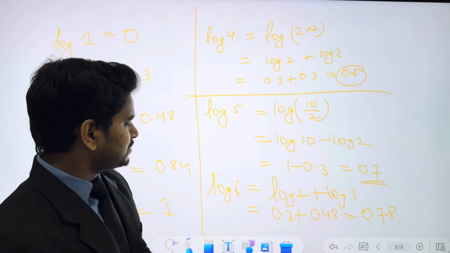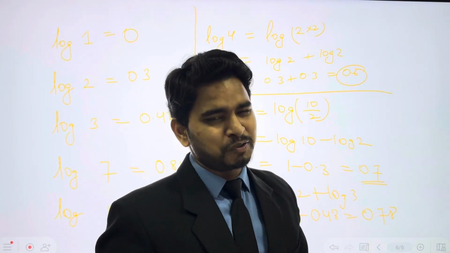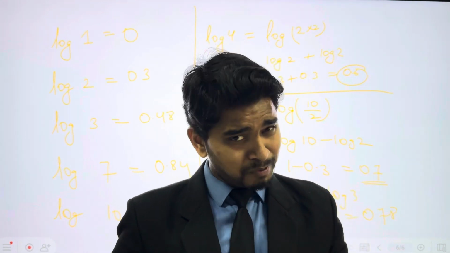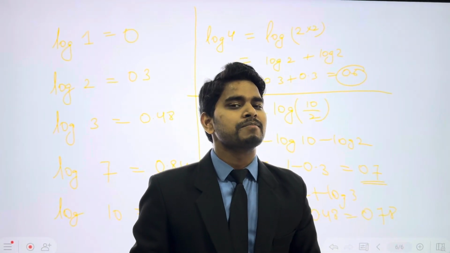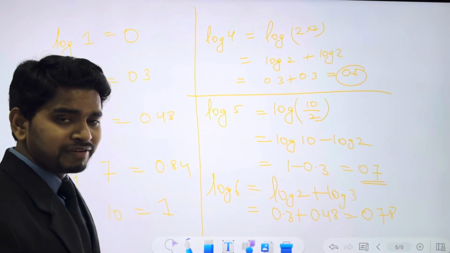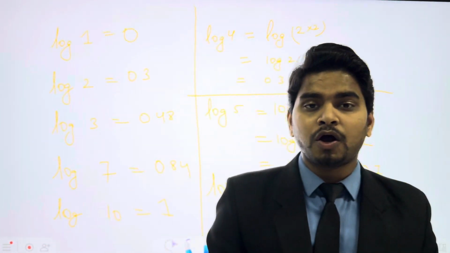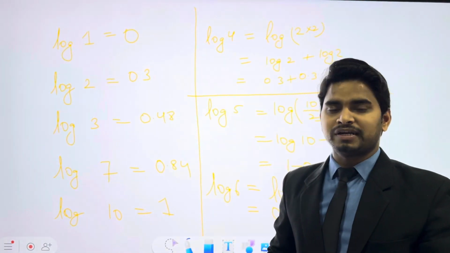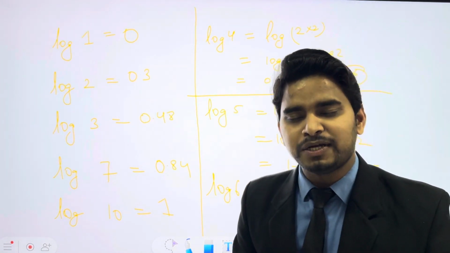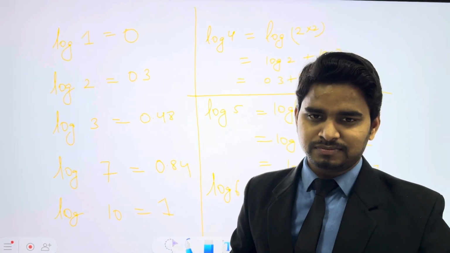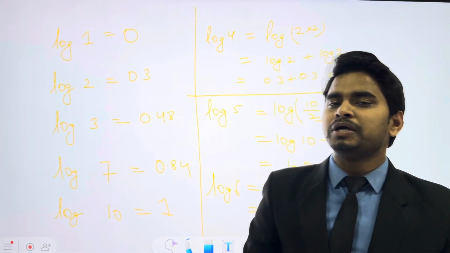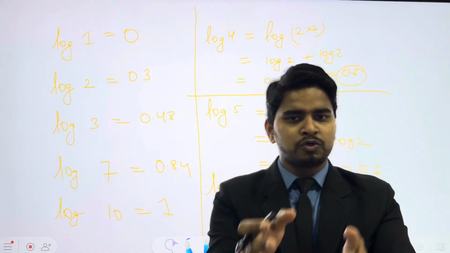Now the last things left are 8 and 9. I believe you know how to talk about log 8. Think about it. There are two ways. One way is you can write it as log 2 to the power 3, or you can write it as log 2 into 2 into 2. So log 2 into 2 into 2 will become log 2 plus log 2 plus log 2.